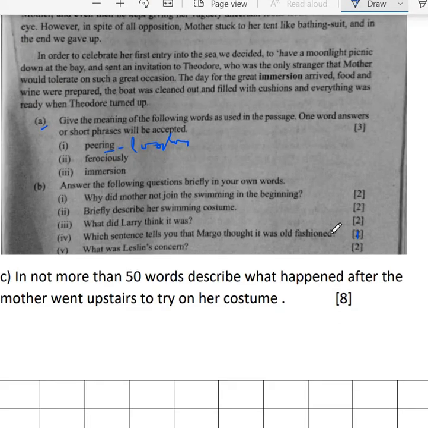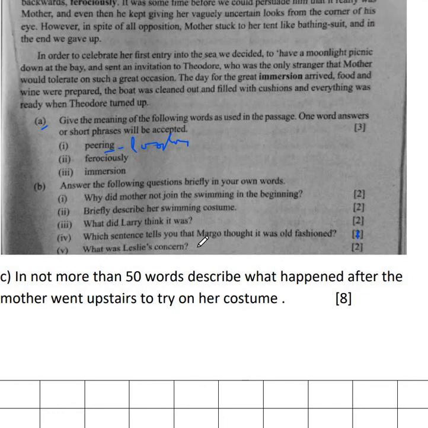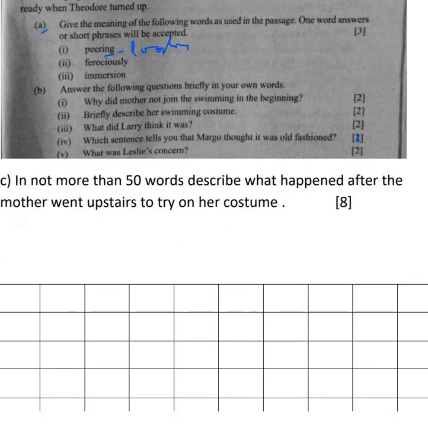Okay, next question is, what was Leslie's concern? So Leslie's concern was that it was very large and full of frills and pleats from the top to the bottom. So she thought that it would soak up a lot of water, which would make mother waterlogged, or which could drag mother downward. So that was Leslie's concern.